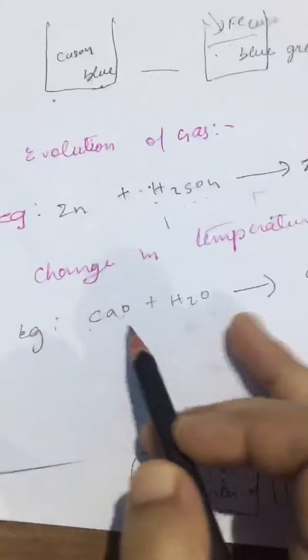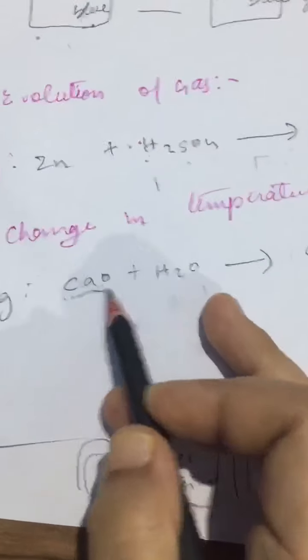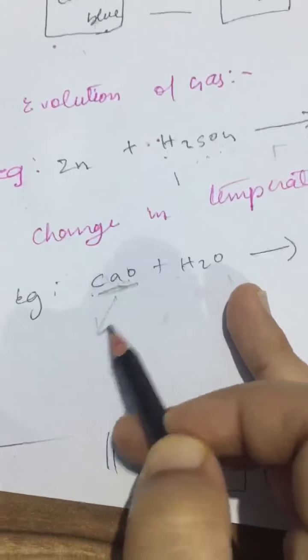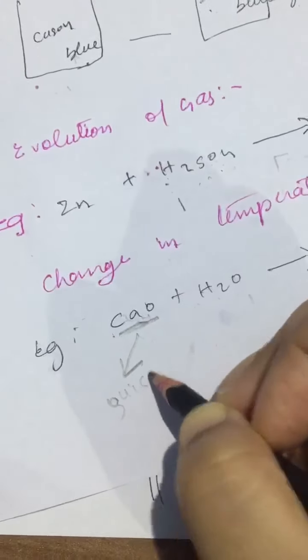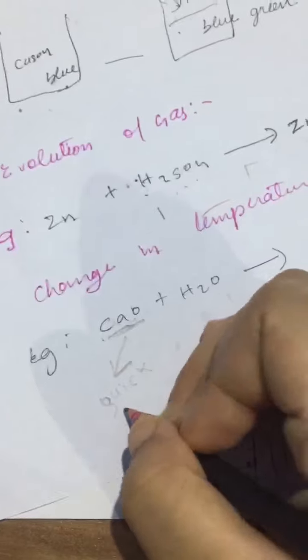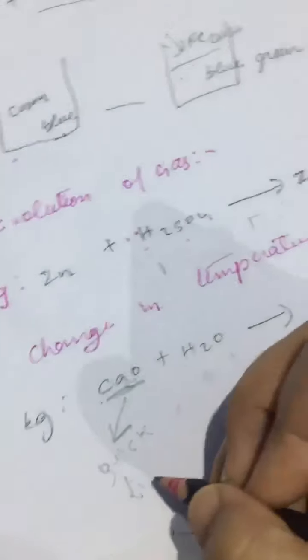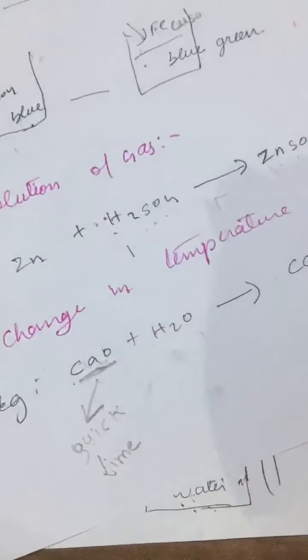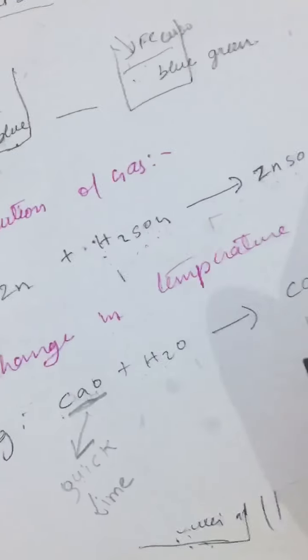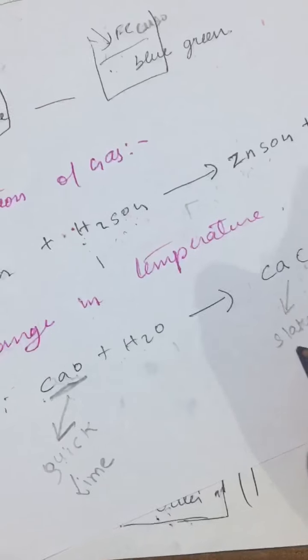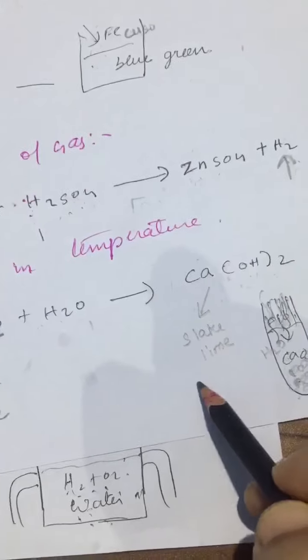Calcium oxide is also called quicklime. You might get it for 1 mark. And calcium hydroxide is also known as slaked lime. You might get it for 1 mark.